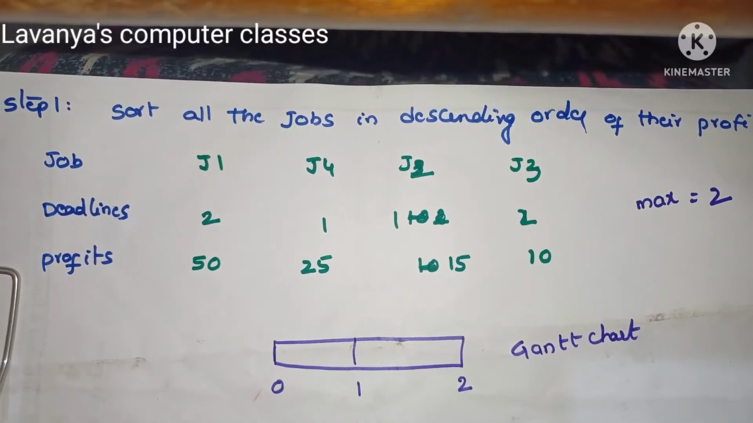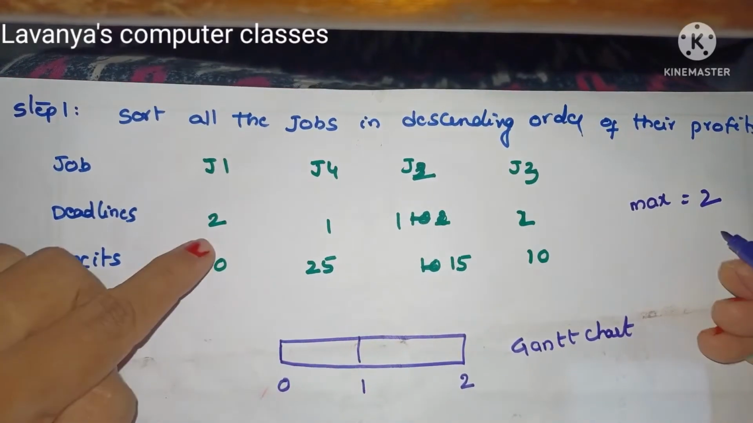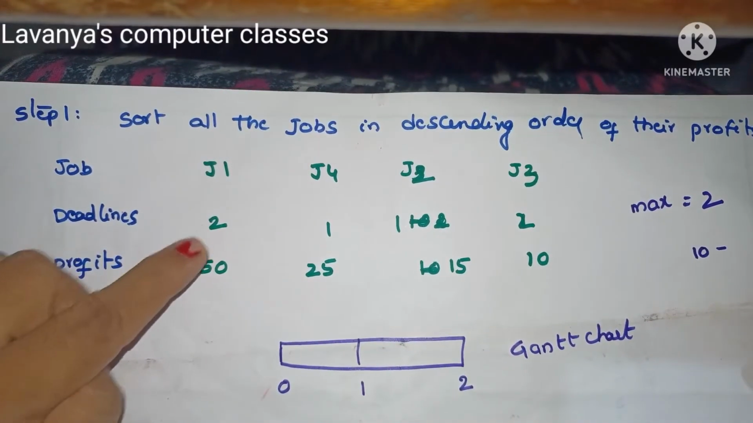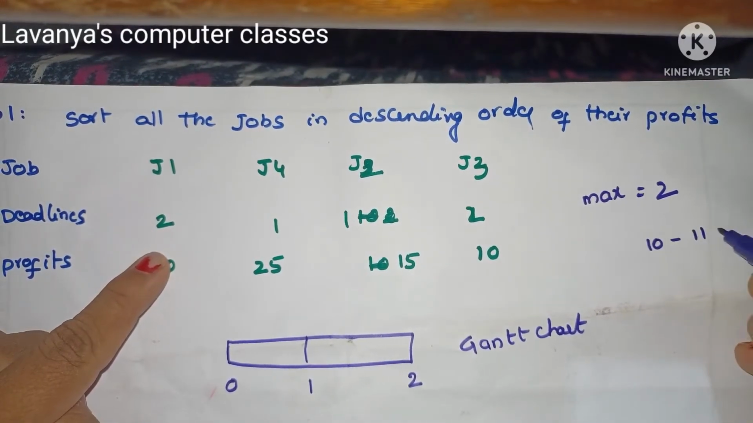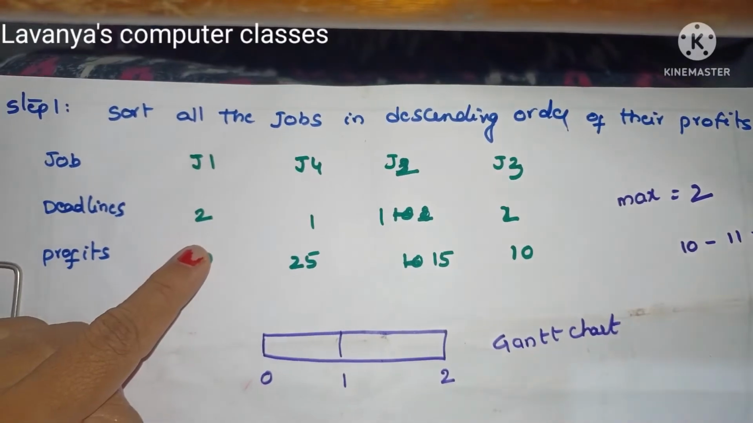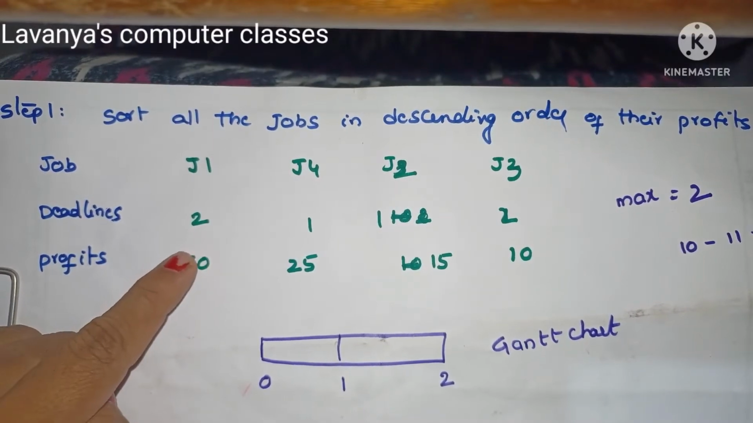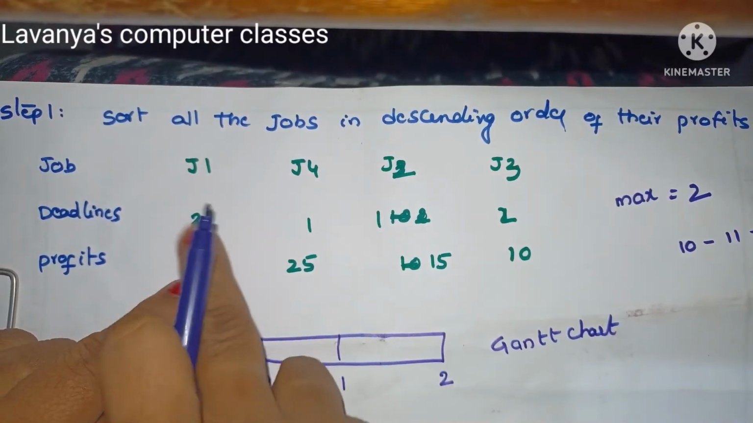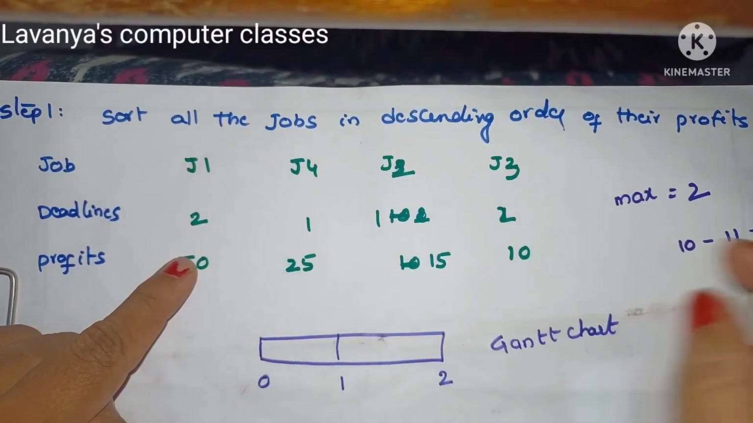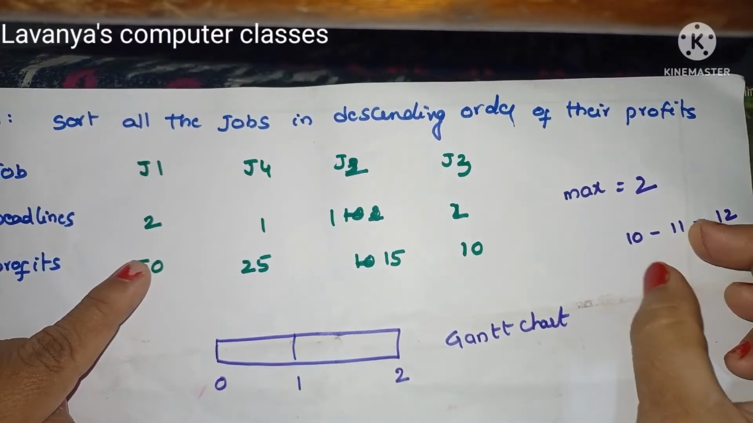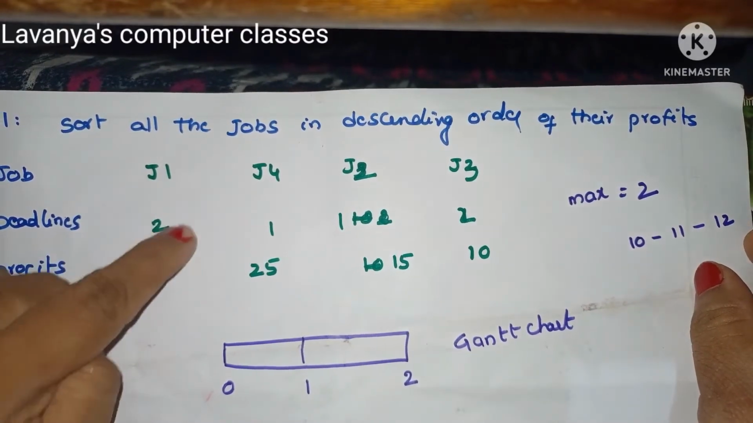Here we carefully check what this 2 and this 1 mean. For example, say the jobs start at 10 o'clock. J1 has a deadline of 2, which means it can wait 10 to 11, 11 to 12. Any job is completed within 1 unit of time only, since there is only one processor. But a deadline of 2 means the job takes 1 unit of time but can wait up to 2 hours. So I have to complete it in either the 10 to 11 slot or the 11 to 12 slot, because it has time up to 2 hours.